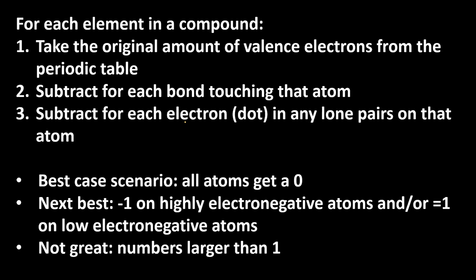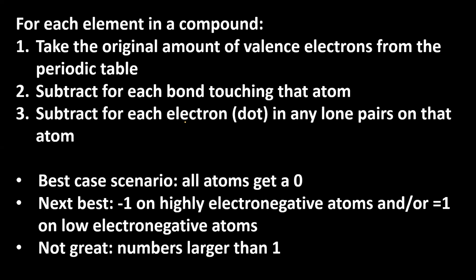We do that for every element in a compound, and then we can't do much. Formal charge is a way to compare possibilities. So I do that for every element in a compound for every possibility. And then I'm going to compare. And when I'm comparing, what I'm really hoping to find is a case where all the atoms get 0 as the answer.